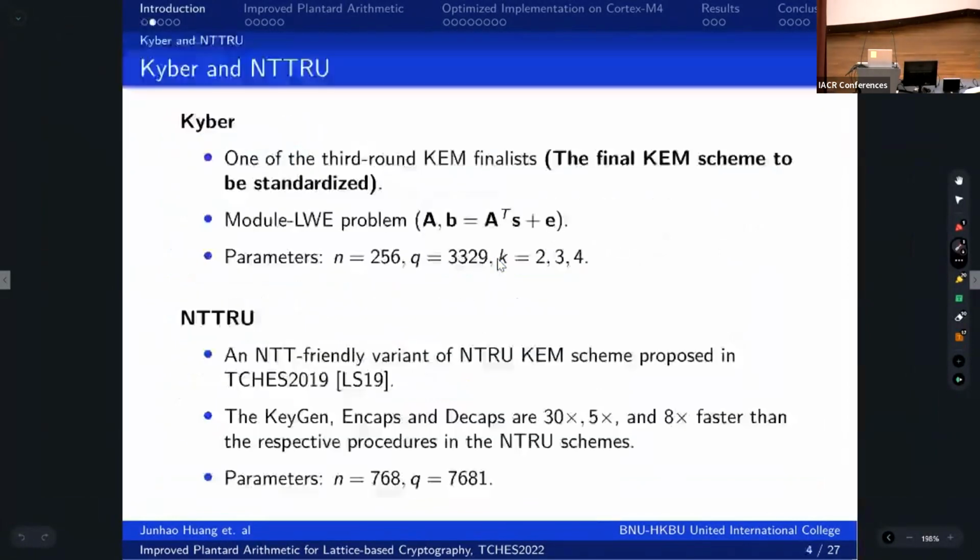First, the introduction. This paper focuses on 2 lattice-based schemes, Kyber and NTTRU. As we all know, Kyber is one of the third-round KEM finalists, and according to the latest news, it is also the final KEM scheme to be standardized. Kyber is based on the module learning with errors problem, which introduces a small k-dimensional matrix to provide different security levels, while the order n and the modulus q are fixed. NTTRU is an NTT-friendly variant of the NTRU KEM scheme proposed in TCHES 2019, and it only provides one set of parameters.